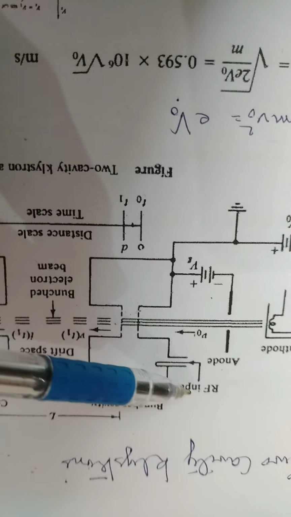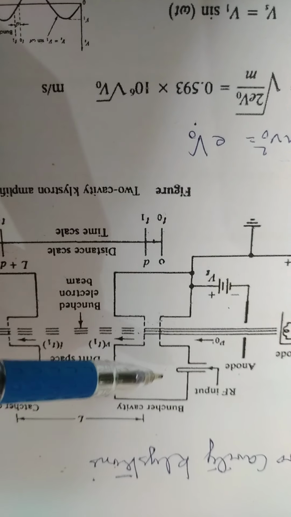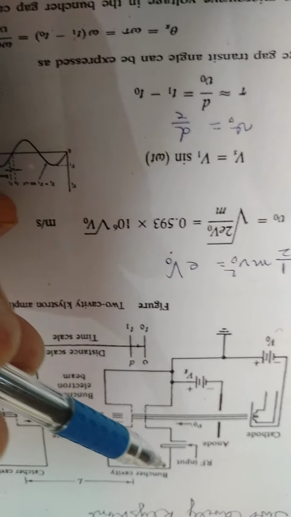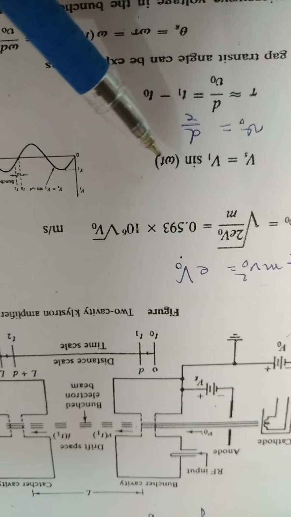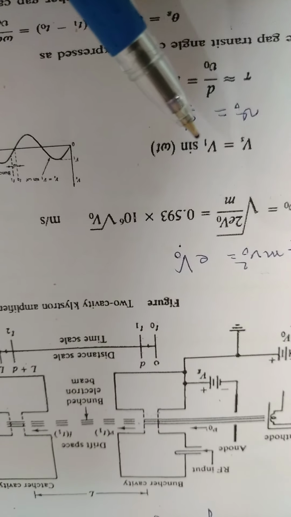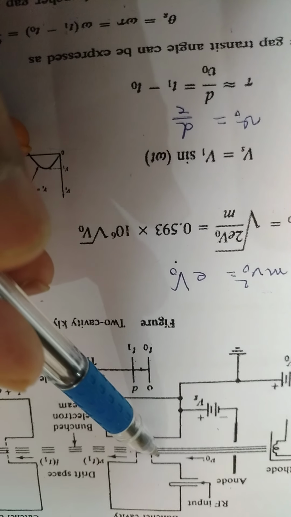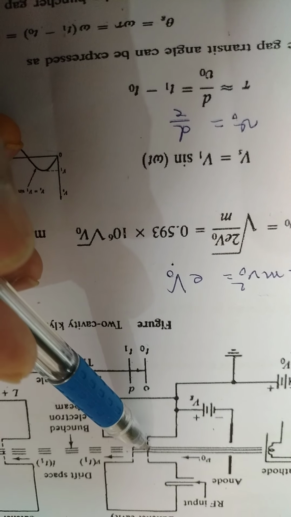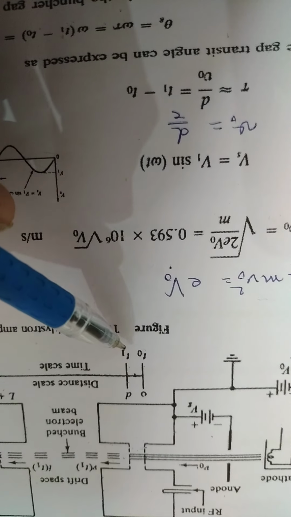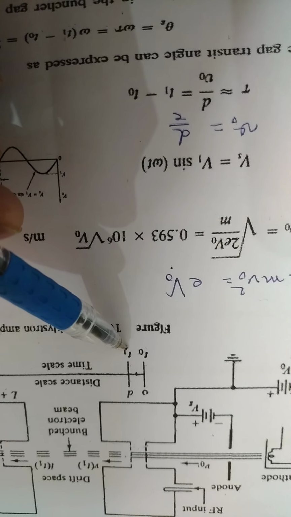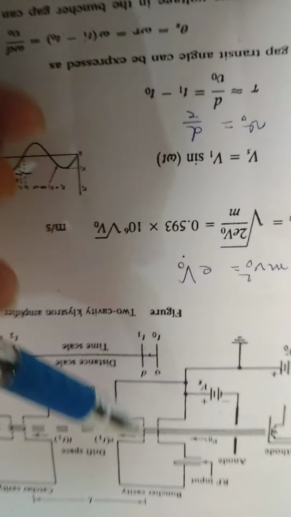The input signal has been represented by a sine wave, and we are taking Vs equal to V1 sin omega t, where omega is the frequency of this RF input signal, and this RF input signal is to be amplified. The next thing is that the time taken by the electrons to move from the first grid of the buncher cavity to the second grid of the buncher cavity is tau. We are taking t1 minus t naught is equal to tau.